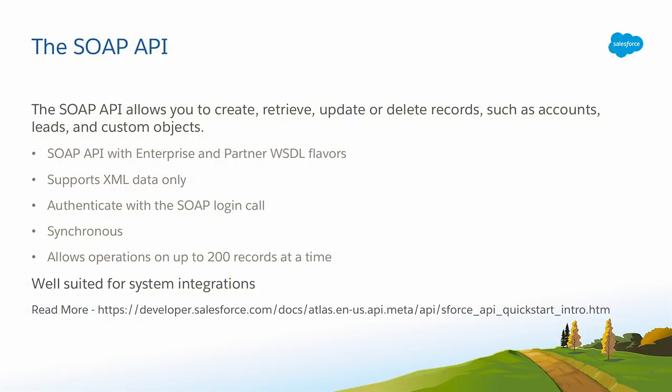Now, the SOAP API, because it's a SOAP API, XML data only, it's also synchronous. You can perform operations on up to 200 records at a time, which is a big difference compared to the standard REST API operation. And we provide both enterprise and partner WSDL files.